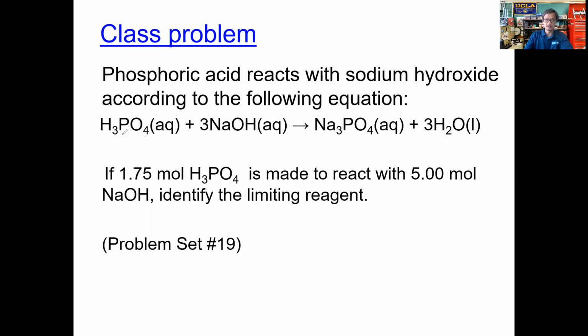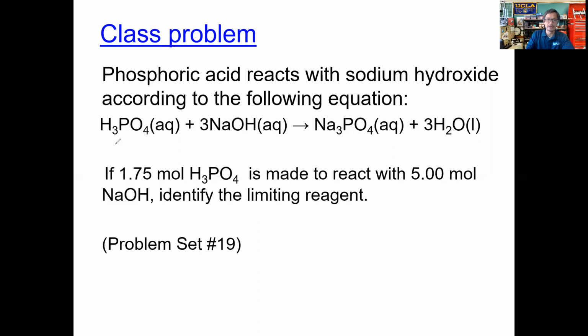Just a quick check here: 3 hydrogens, 6 hydrogens on both sides. 1 phosphate on the left-hand side, 1 phosphate on the right-hand side, 3 sodiums on the left, 3 sodiums on the right. Then we have 3 oxygens here, 3 oxygens here. We're good to go. All right. With that said, next step is write down what you're given, the given quantities.